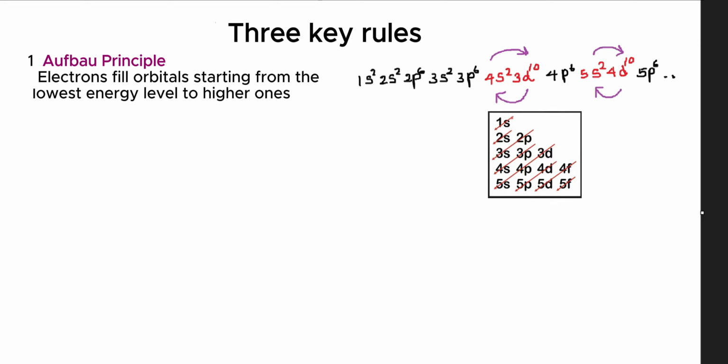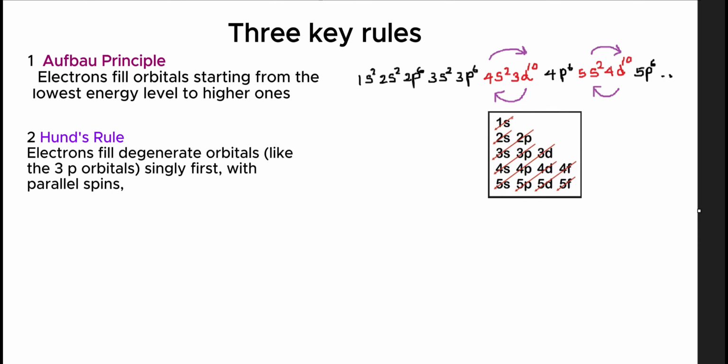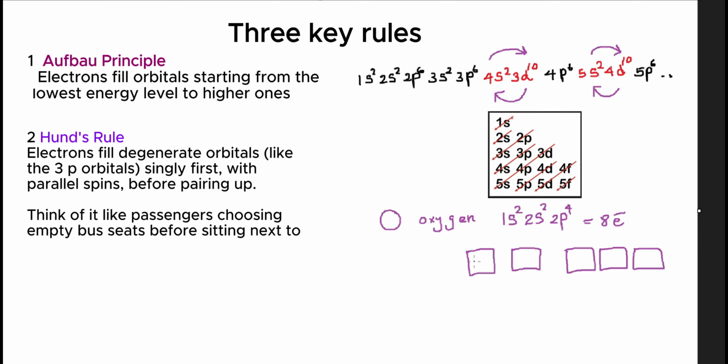The second rule is Hund's rule. Electrons fill orbitals singly first, with parallel spins, before pairing up. Think of it like passengers choosing empty bus seats before sitting next to someone. Let's take the oxygen electron configuration as an example.